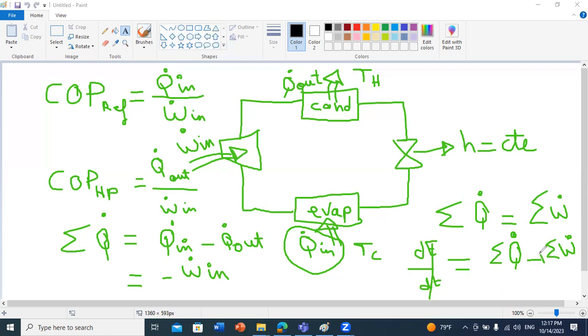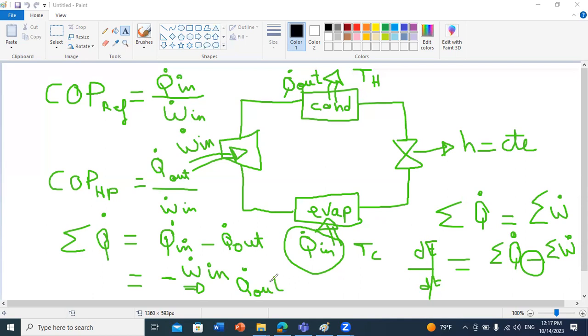But you should keep in mind that you use this convention. So when you put minus here, this means that the work is positive when produced by the system and negative when you put it on the system. This is why here I considered minus W dot in. And if you take W dot in to the other side, you will deduce that Q dot out equals Q dot in plus W dot in.